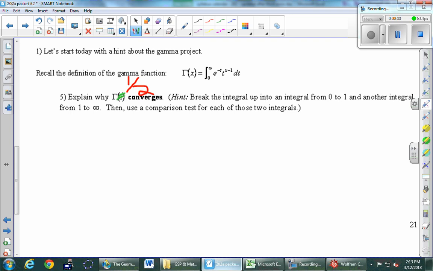I made a typo on page 21. So if you can cross that off, it says gamma of 1 in the packet. It should say gamma of 1/2. That's what the question in the project is. So we want to prove that gamma of 1/2 converges.